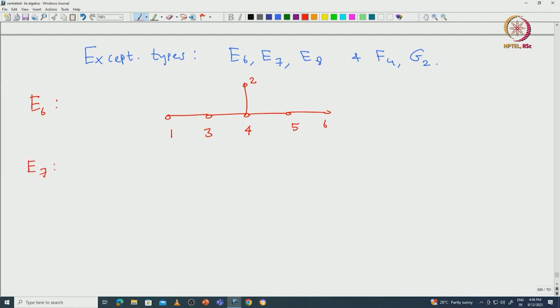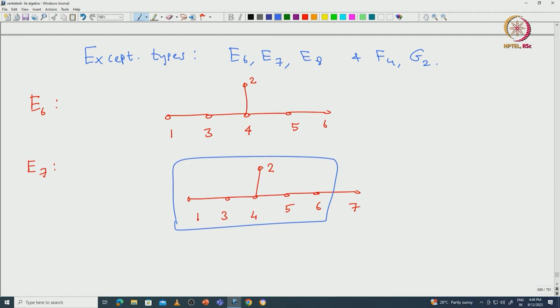So, E7 looks like an extension of E6. Basically you take E6 and then add one more root to this, and here again you take this. So this is 1, 3, 4, 2 and then 5, 6, 7. Note that this part is exactly equal to E6. So in some sense these are embeddings of Dynkin diagrams. We will see later what they correspond to in terms of Lie algebras. We can prove that they correspond to actual embeddings of Lie algebras.